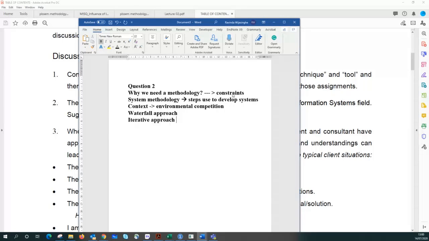So we need to go through some iterations until we finalize the product, right? And then I have also talked about other approaches, like the spiral approach to system analysis, the spiral methodology.